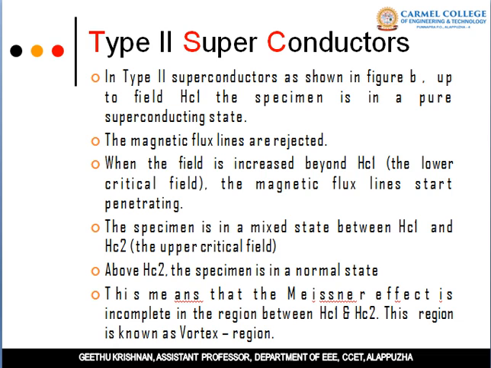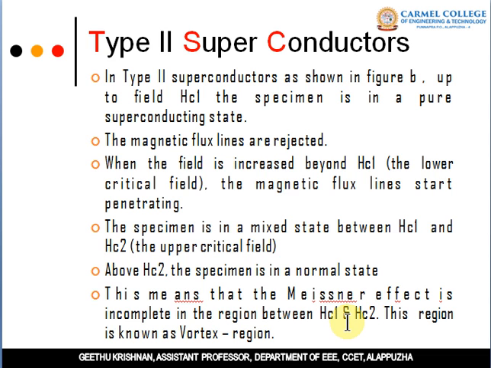And second one NbZr, that is a combination of niobium and zirconium. And the next one is NbTi, a combination of niobium and titanium. These are the examples of type 2 superconductors. And next, applications of superconductors.